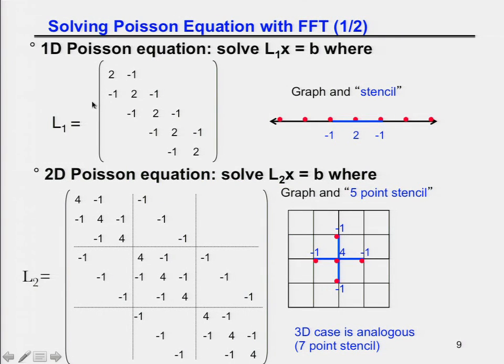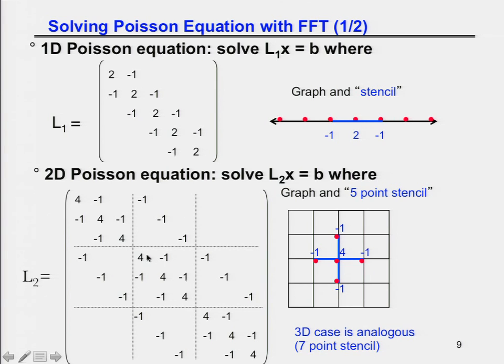So here is the notation that we've used before. Here's the one-dimensional Poisson equation, system of linear equations. I'll use the 1 to indicate it's one-dimensional. So L1 is the Laplacian, 2's down the diagonal, -1's off, and so that's a stencil. I obviously don't store the 2's and -1's.